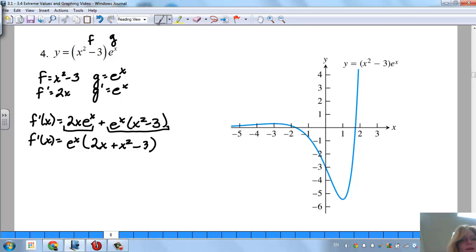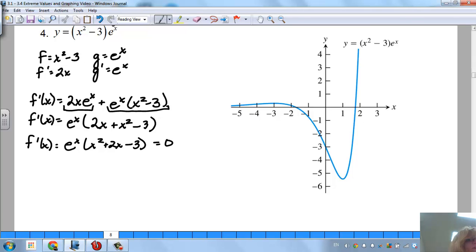Okay. Next, f prime of x is going to be e to the x, and I'm just going to organize this a little bit: x squared plus 2x minus 3. Now we're going to put this equal to 0 and see if we can solve for x. Well, you know what? How about we see if we can factor this some more before we put it equal to 0. I'm wondering if x squared plus 2x minus 3 is factorable. And lo and behold, it is. It's x plus 3 times x minus 1, and now we'll put it equal to 0.